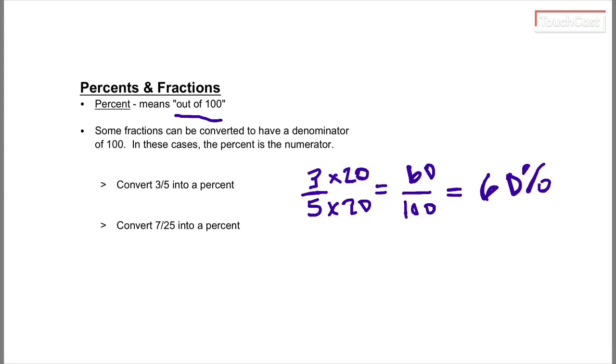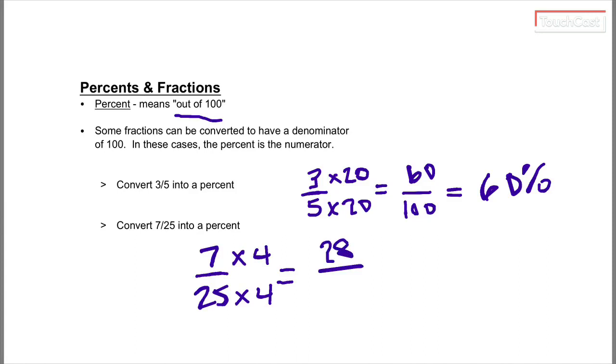Another example of that, 7/25. 7 over 25. Well, because 25 goes into 100 4 times, we can multiply the top and the bottom by 4. We wind up with 28 over 100. Again, percent means out of 100, so 28 out of 100 means 28%. That only works if the denominator is 100. If the denominator is not 100, then we can't just make the numerator into the percent.